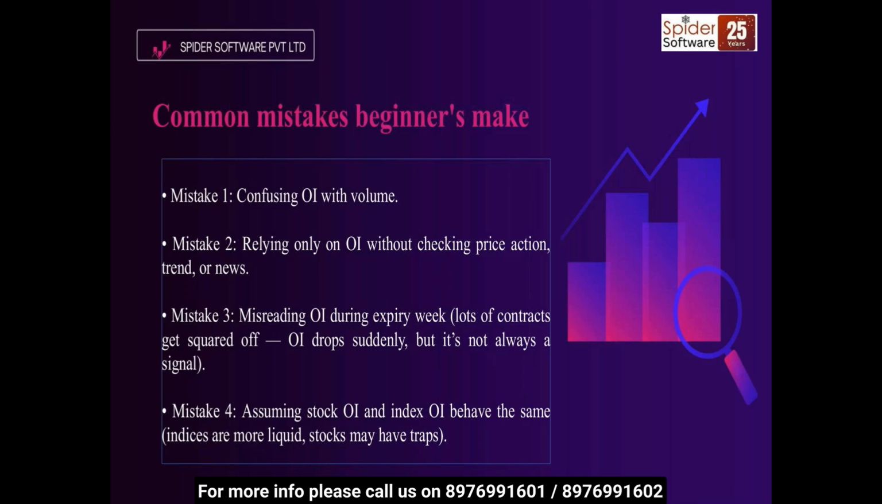The next mistake is misreading OI during expiry. Lots of contracts get squared off during the time of expiry, and the OI suddenly drops at that point of time. So it is not always a clear signal about the market. You cannot take that as a signal that there might be covering or a build-up happening. That is a common mistake people make, misreading OI during the expiry time.